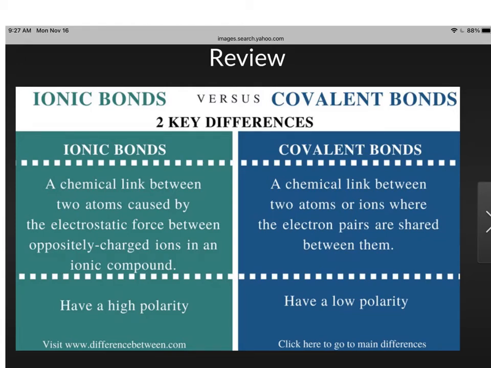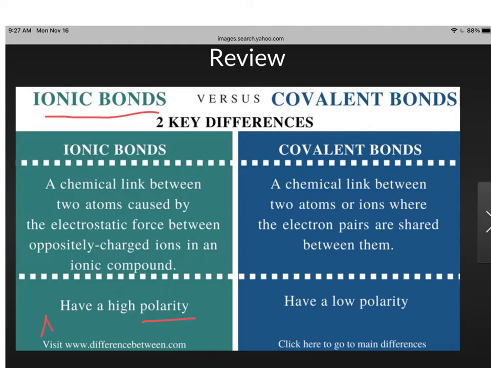Hello guys, just want to review the bonds before we move to the new type of bonds, which are covalent bonds. So all last week or the week and a half we did ionic bonds. And remember that ionic bonds are the ones that transfer. Also, they have a higher polarity. Remember that polarity means that they're unequal.